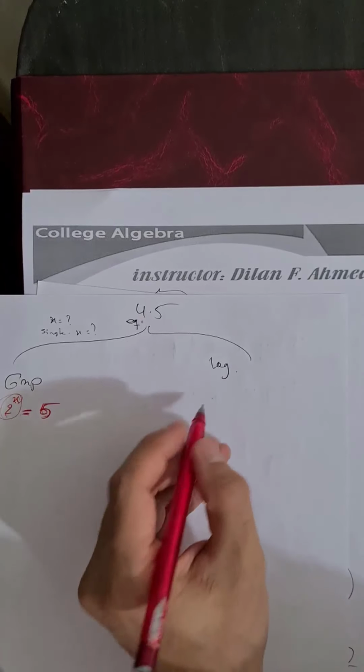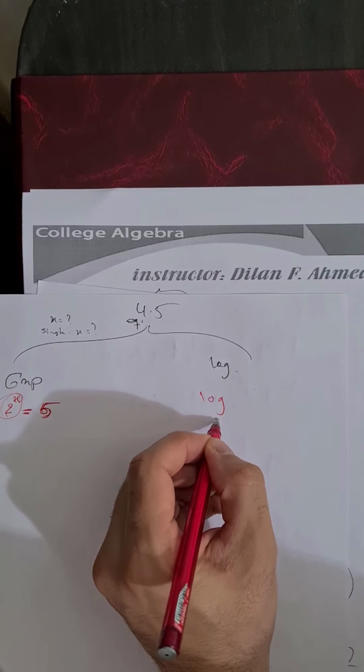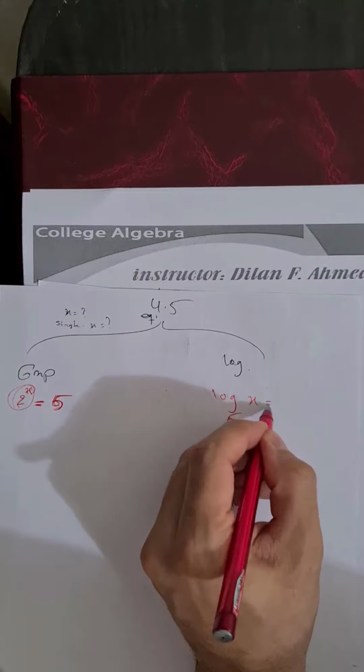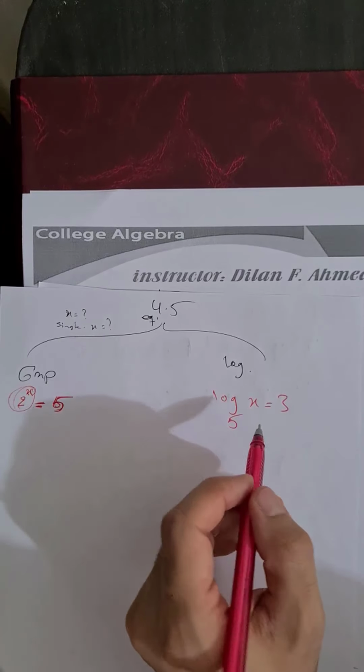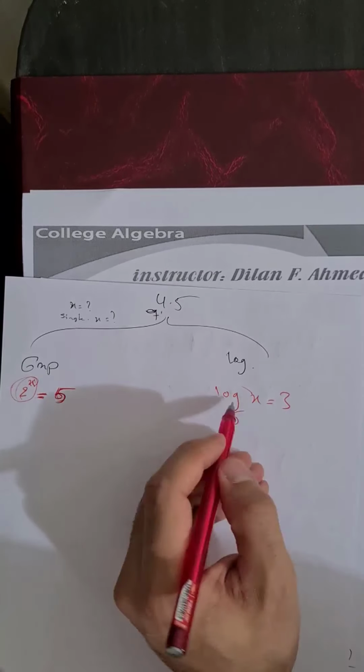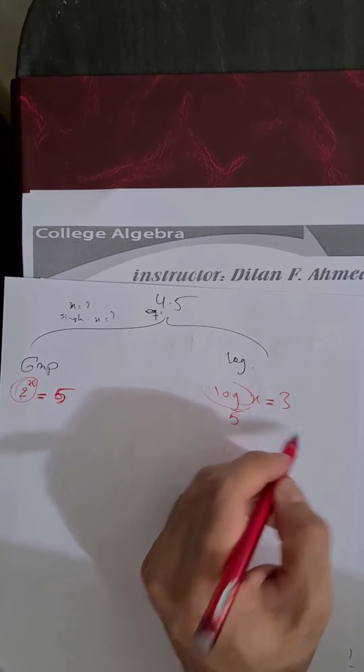How about logarithmic? For example, I have log of 5x is equal to 3. Now I have a logarithmic equation. Why? Because I have an x, I have a logarithm, and I have an equality. So that's why I say logarithmic equation.